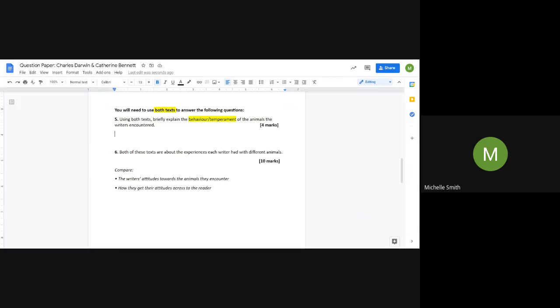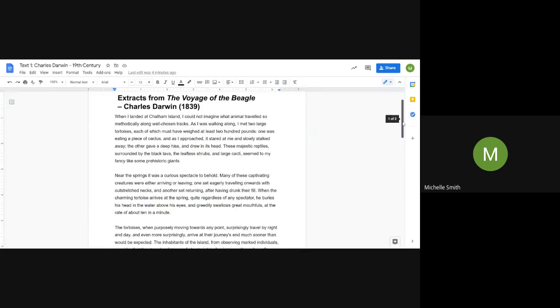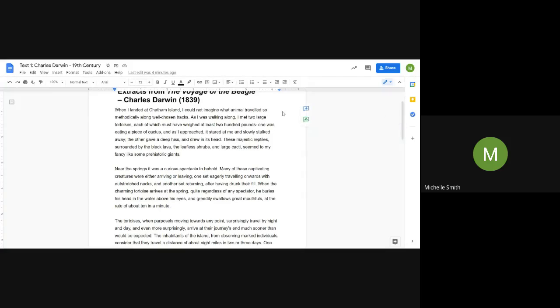But you must focus on the question. That's really important. And remember, we are briefly explaining. So a summary is just that. We're taking something very big and condensing it down into something really small. So let's look at document 1. In text 1, we're looking for the behavior and the temperament of these tortoises.